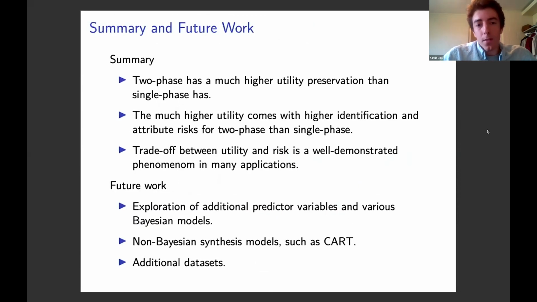In summary, we found that the two-phase synthesis process had a much higher utility preservation than that of the single phase. However, this higher utility came at the price of slightly higher risk. And this trade-off between utility and risk is a well-demonstrated phenomenon in many applications.